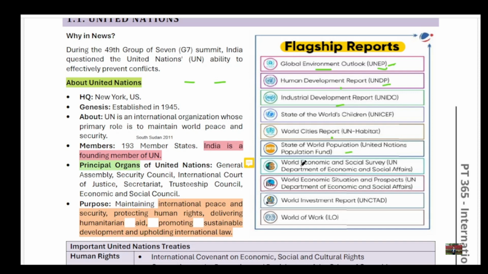All right. Then World Economic and Social Survey. It is released by the UN Department of Economic and Social Affairs. World Economic Situation and Prospects. All right. Then World Investment Report. It is released by UNCTAD. And World of Work, that is the International Labour Organization. So these are some of the flagship reports. We must know the reports and the organization responsible for the release of each report.